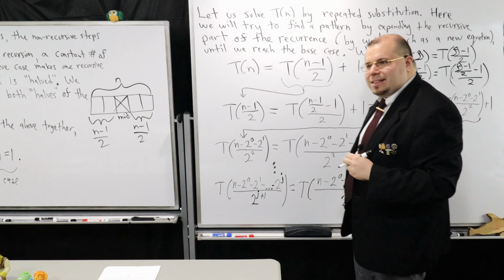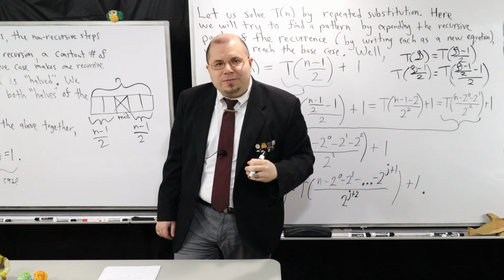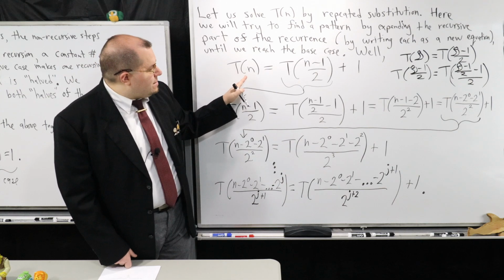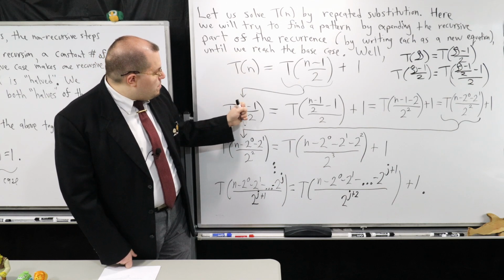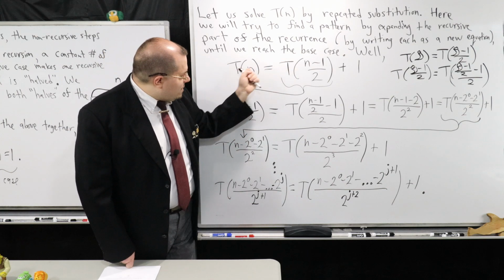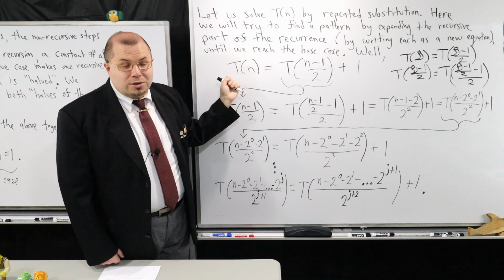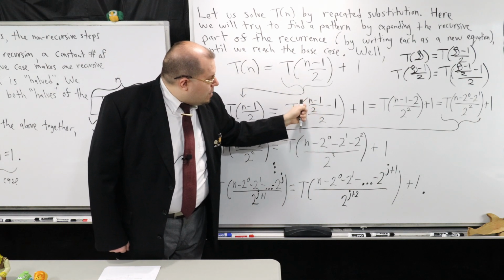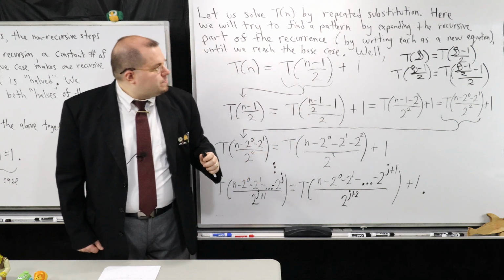So don't let the fact that there's an n there throw you off. It's just that whatever the input is, that's what's going to get replaced here. In this case, notice that it's n minus 1 over 2. Everywhere where I had n in my definition, because this is the definition of the recursive case, I'm going to replace that wherever n was with n minus 1 over 2.